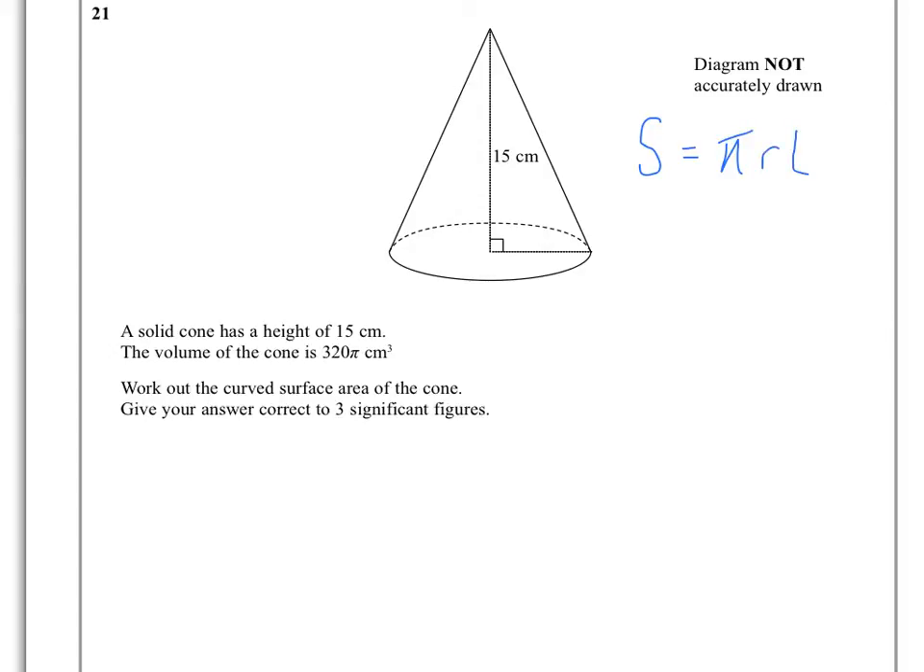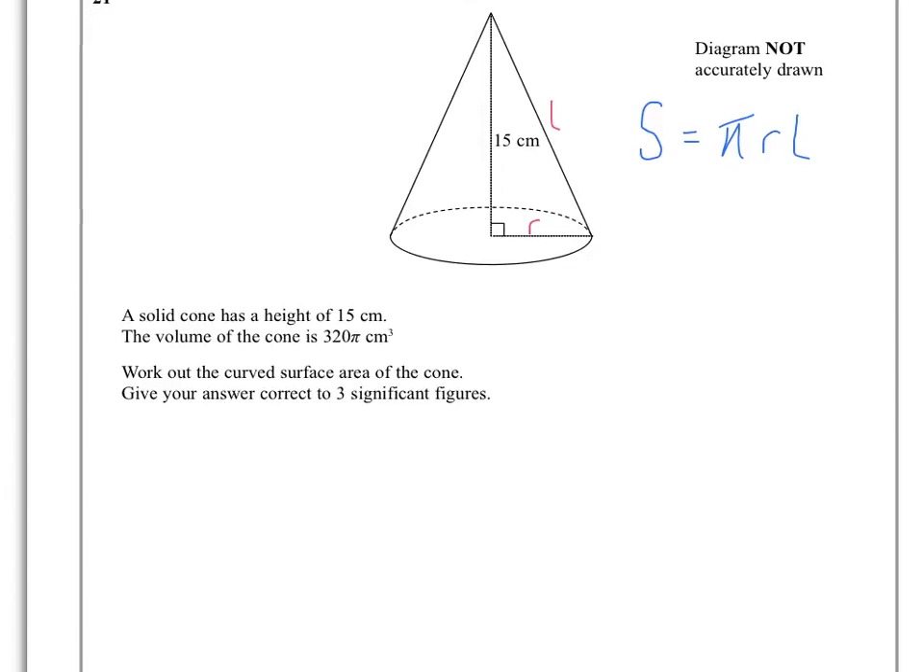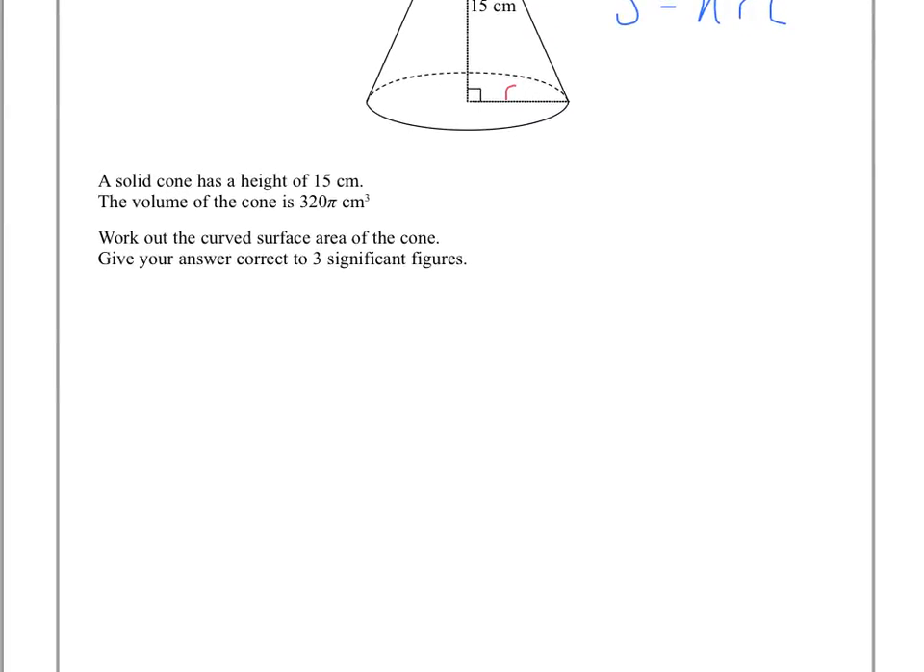Now r is obviously the radius of the circle, so we'll just label that r. L is the length, so it's not the straight height here, but it's this length here. So again, we'll just call this bit L. That's what we're trying to work out, but we don't have L and we don't have r. What we do have is the volume of the cone. So even if you don't know how to progress with this question, you could hazard a guess that that's what you need to use.